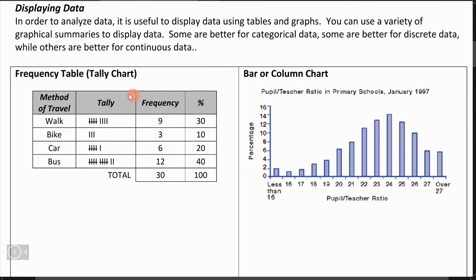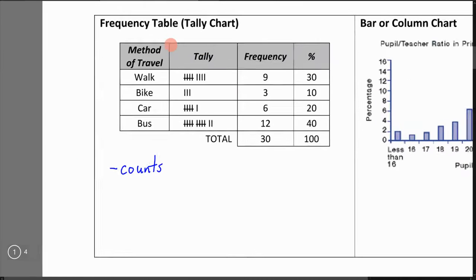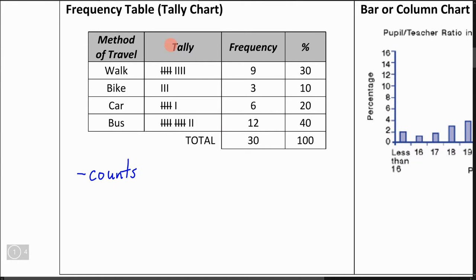So let's look at one type of way we can display data. This one's called a frequency table. And what does this frequency table do? It counts the occurrences of each criteria being measured.